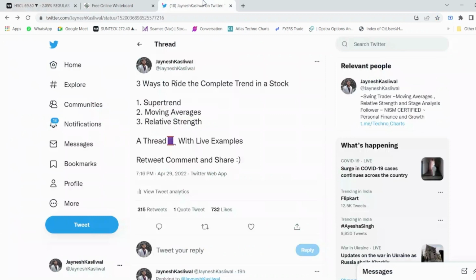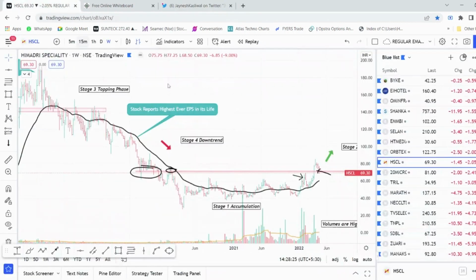So the third method that we are going to look forward is about relative strength, that as you have seen how I use relative strength plus stage analysis combination.